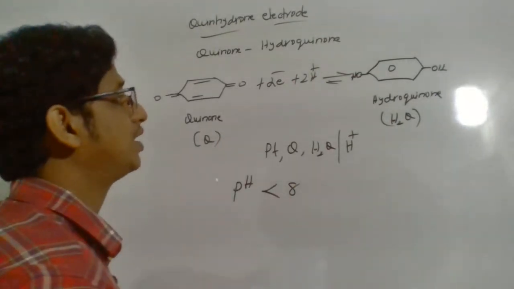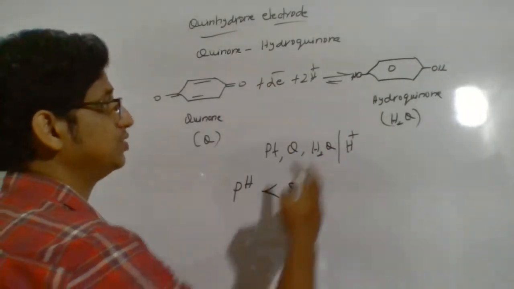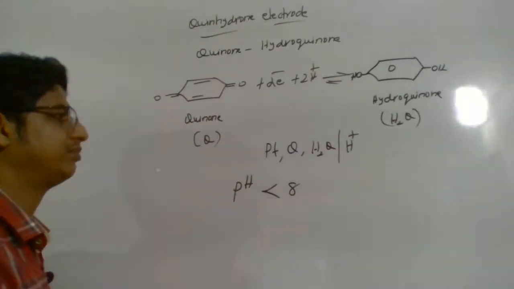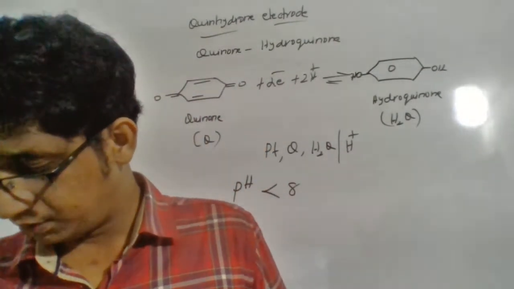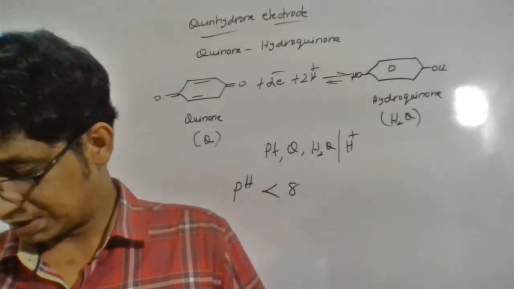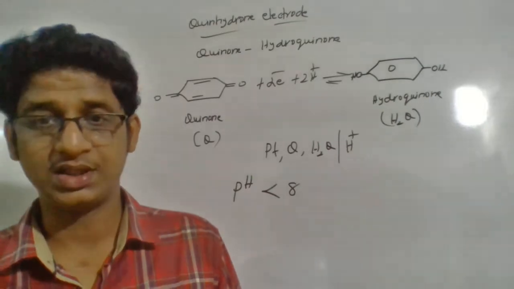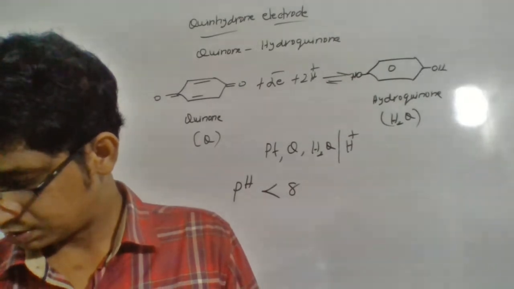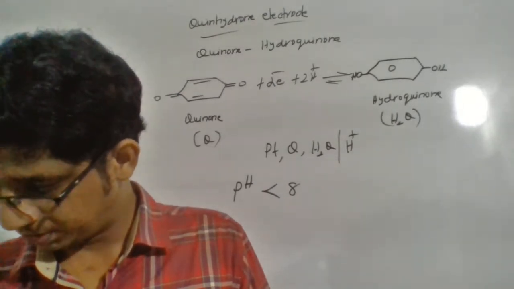And also another point, in an alkaline solution, hydroquinone ionizes, which again changes the equilibrium mixture. That is why this quinhydrone electrode generally works in the acidic medium, and we have to make sure the pH is less than 8. Okay. I think that's all to discuss about the quinhydrone electrode.